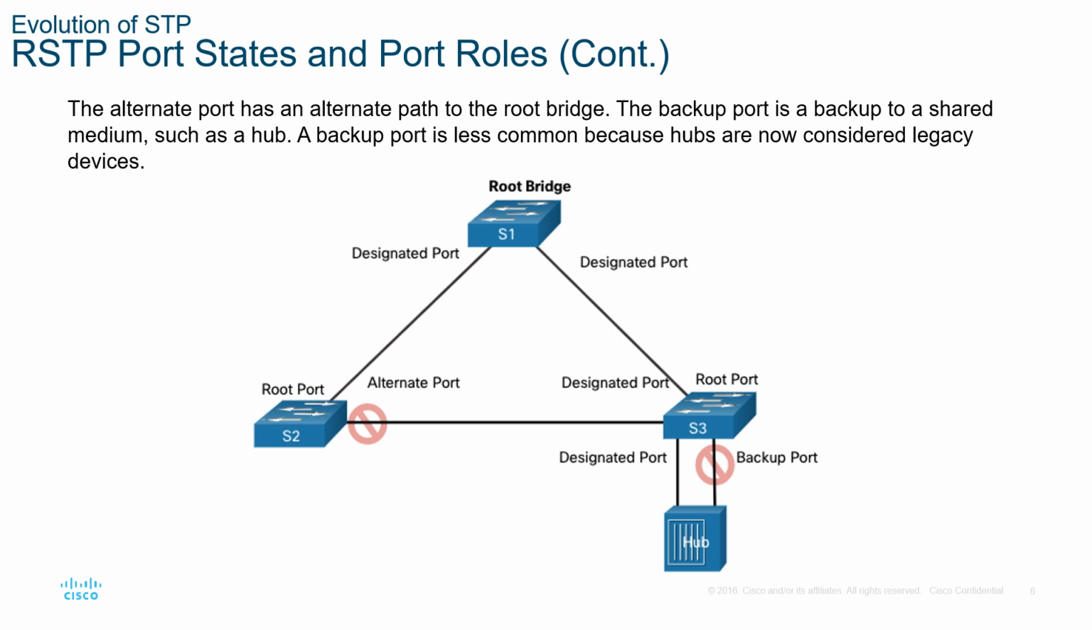So, the RSTP port states and port roles. The alternate port has an alternate path to the root bridge. If you look at the previous STP operation that I explained in the earlier videos, the function of the alternate port is the same in RSTP and in STP. The backup port is a backup to a shared medium such as a hub. Because we don't usually use hubs anymore, the backup port is less common now, as hubs are already considered legacy devices. Hence we do not come across the backup port anymore unless you are connecting the switch to a hub.